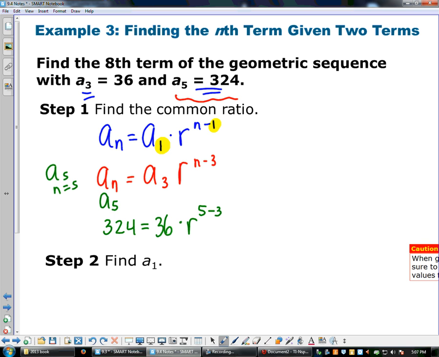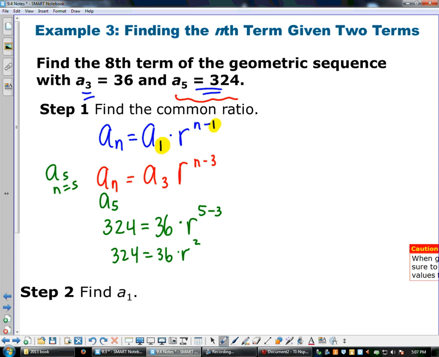If I want to know my value of r here, order of operations says the first thing I should do is deal with my exponents. This is really 324 is equal to 36 times r squared. In order to solve for r, I divide both sides by 36 and end up with 9 is equal to r squared. We know from Algebra 2 how we get rid of a power of 2: I'm going to square root both sides. But I need to remember I need two answers, a plus and a minus the square root of 9. So my r value is going to equal plus or minus 3.